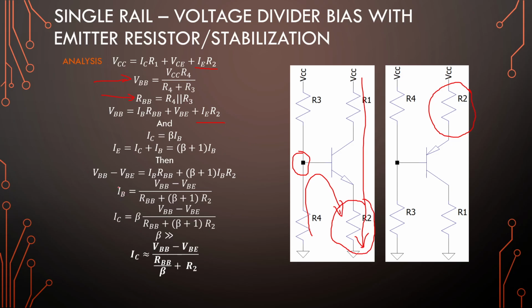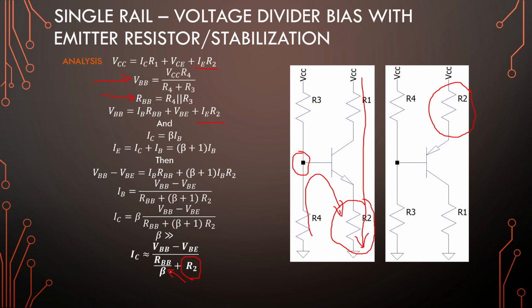Right, getting IB alone again, we have VBB minus VBE over RBB plus (beta plus 1) times R2, because this is from the emitter resistor. And if we multiply by beta for our IC value, we will see that if we start to cancel values out, we are left with RBB over beta plus R2, okay, or the emitter resistor. So again, if this emitter resistor is much larger than this term, it can cancel.